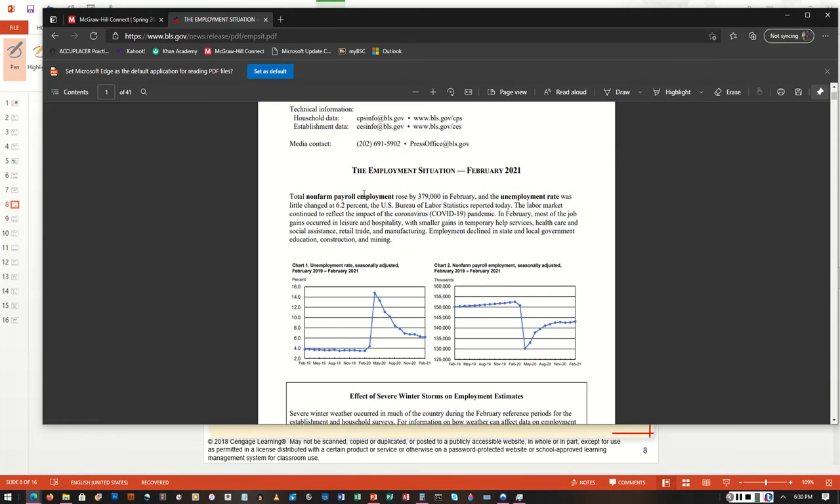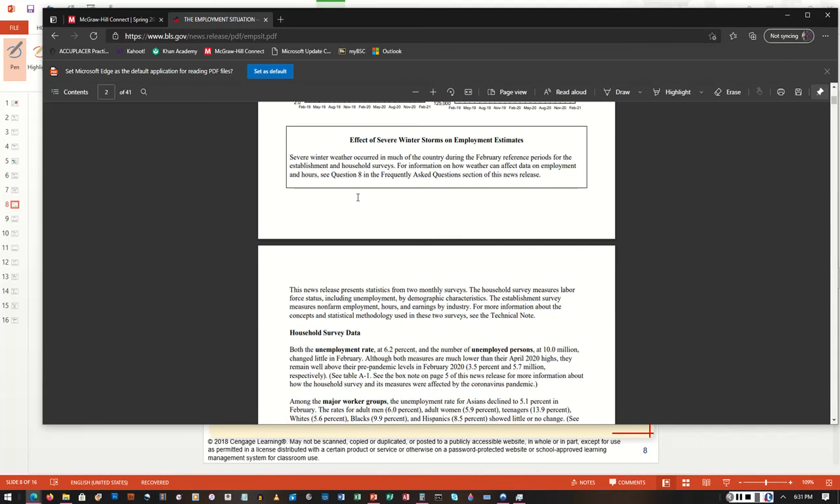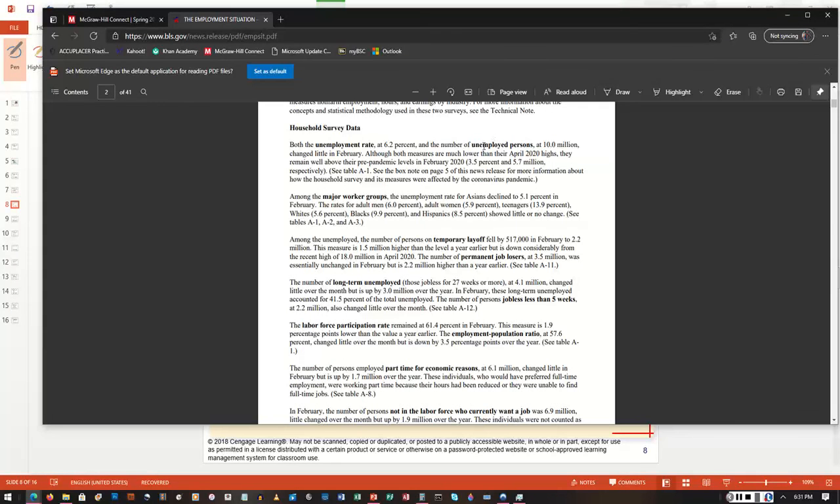So this one is just like that HTML site, but it looks a lot better as far as the visual. It gives the same information. It's a little bit more pleasing to the eyes, and the font is bold, so it gives you a better view of things. So temporary layoffs fell by 517,000 in February to 2.2 million. You see our labor force participation rate remained at 61.4%. And again, that number was calculated by taking the total labor force, dividing that by the adult population, and then multiplying that by 100. And that's how we came up with 61.4%.